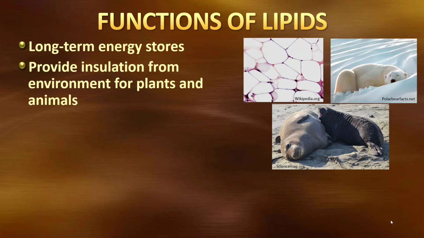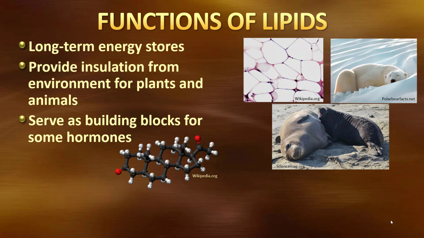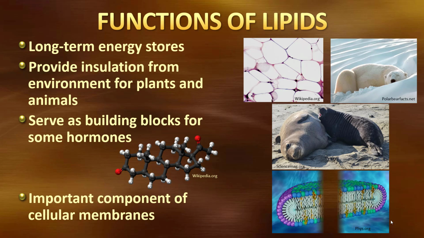They also provide insulation from the environment for plants and animals. And they can serve as building blocks for other molecules, such as hormones. They also are important components of cell membranes. In this image we see here, all of these spheres with the little white tails coming off of them are a form of lipid, as are the little orange structures that are in between some of those. That's another type of lipid. Cell membranes are composed of different types of lipids.